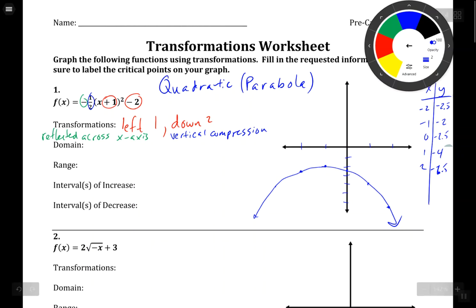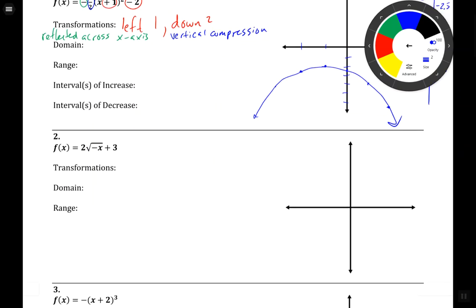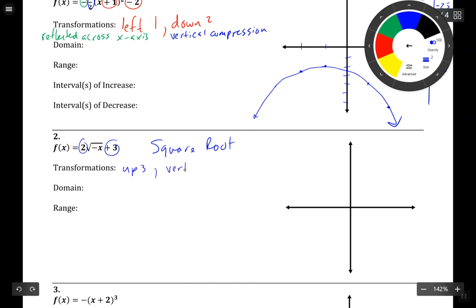Okay, what about 2? What function is this one? Name it. Square root. Yeah. Transformations. What does this plus 3 do? Up 3. What does the 2 do? To the right. No. It's times the whole thing. So you're stretching, right? It's vertical stretch. Is anything on the outside, not with the X, going to be vertical? So this is vertical up or down, this is vertical stretch, and if it's reflection, it would be vertical reflection.